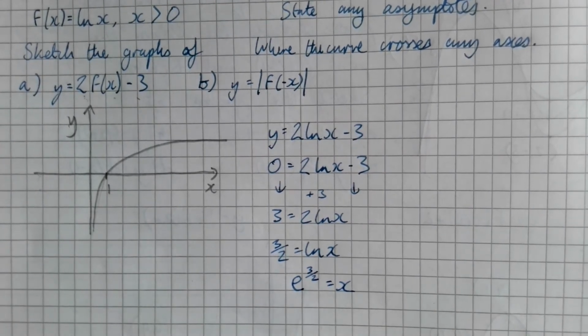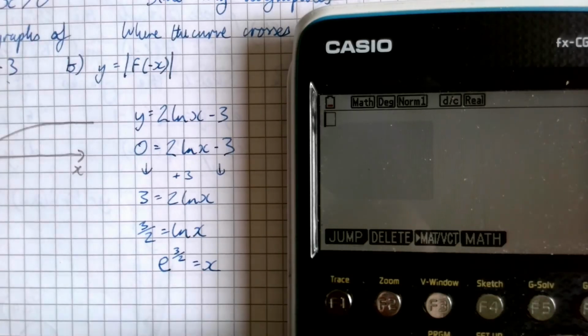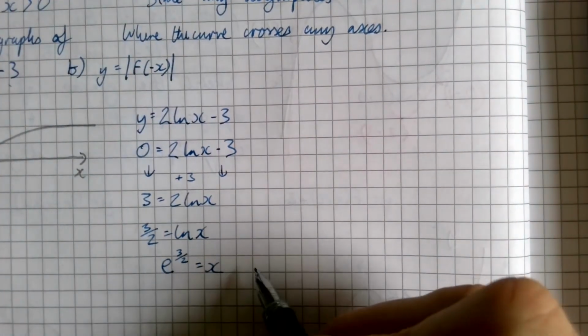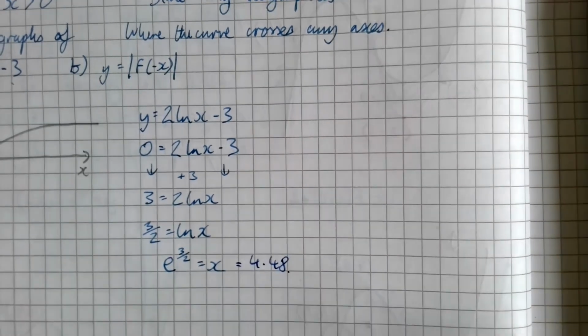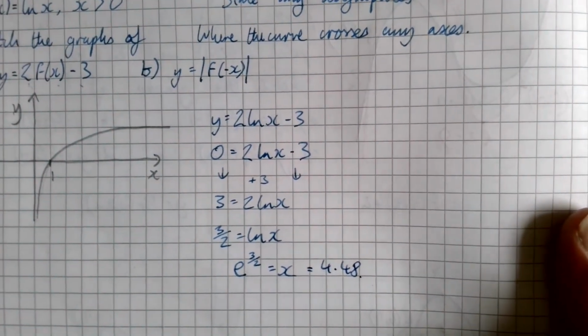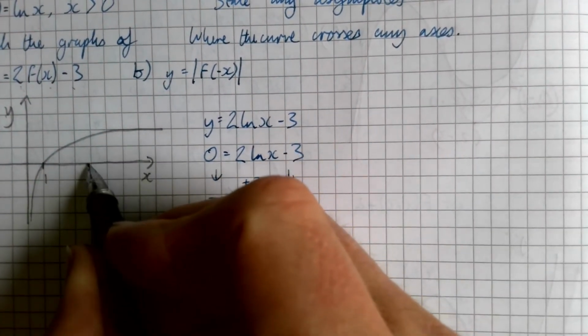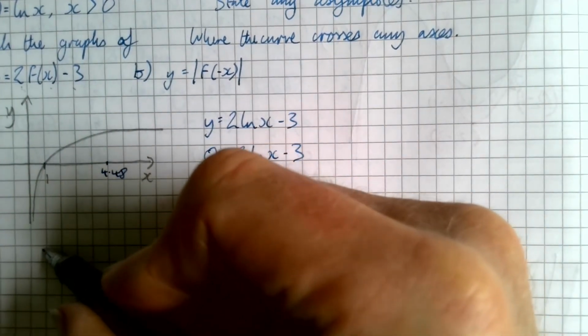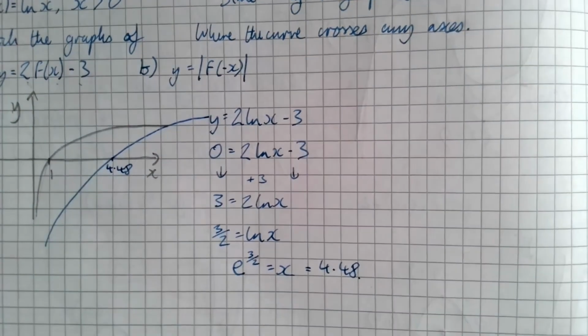And at that point, it's time to get the calculator out again and just go shift e to the power of 3 over 2 is equal to 4.48, or you could say e to the power 3 over 2, couldn't you? So 4.48, and then our sketch is just simply going to be 4.48 there, and then all we have to do is show that going off in the same sort of way.